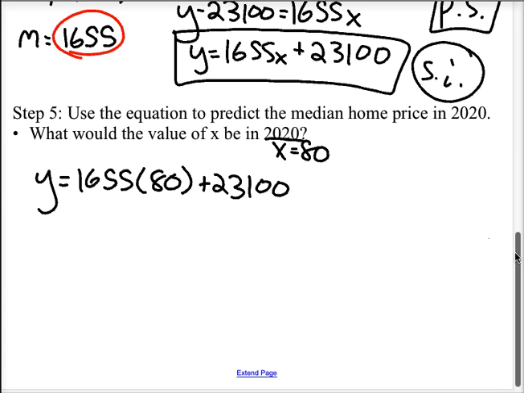So type that into the calculator, and you're going to get $155,500. That's what the median home price would be expected to be in 2020. So again, the big idea: make the equation, and then plug in the value to the equation to make the prediction.